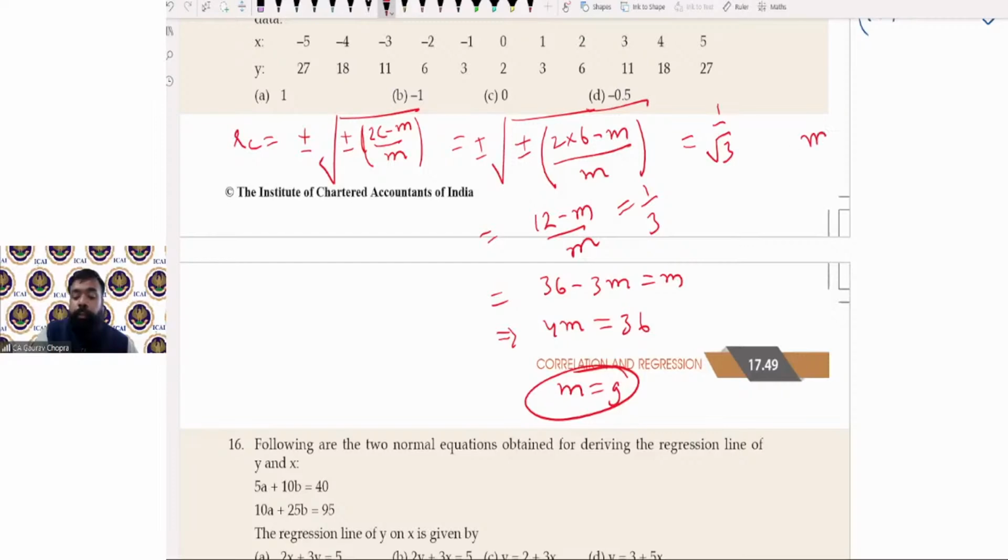m is 9. Now what do we do next? We know that m is equal to n minus 1. Right? So 9 is equal to n minus 1, and in place of n what do we write? p, because the question asks for p. Therefore, the value of p is equal to 10. So in this way, you can get the answer.